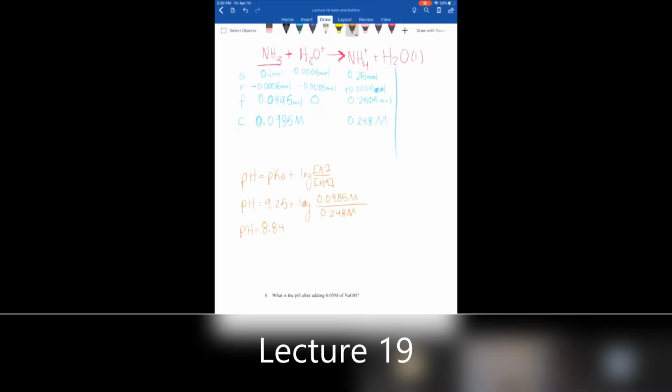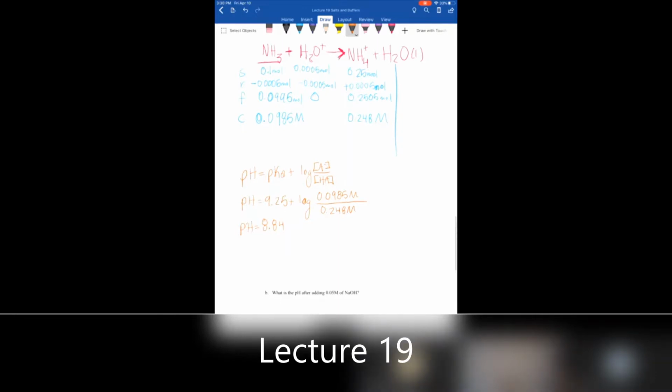Like if you add acid to your buffer, should the pH go up or down? It should go down. Yeah. So you can tell, oh man, I shouldn't do that.